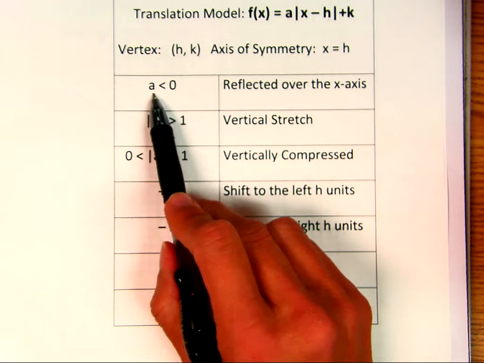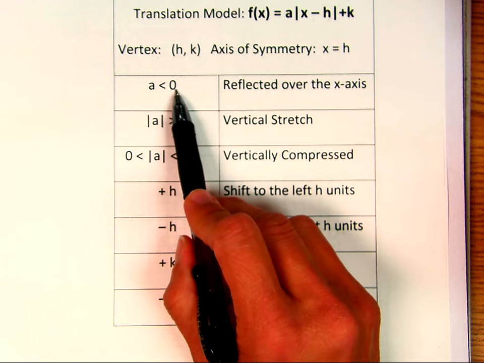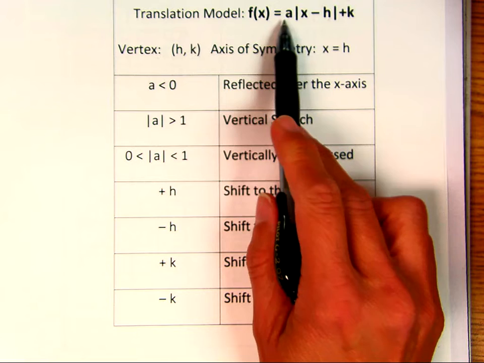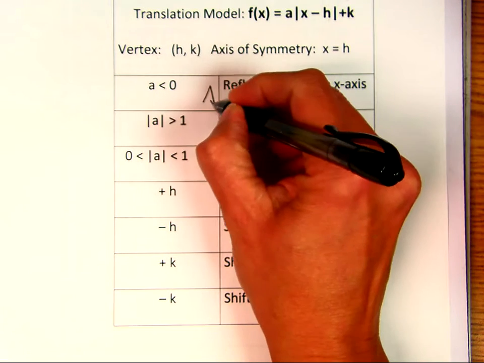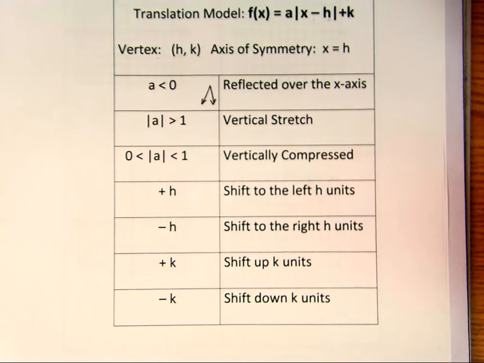So what does a do? When a is less than 0, let's remember what kind of numbers are less than 0. They're negative numbers. So when you see a negative out front here, you know it's upside down. It has reflected over the x-axis. Super important to remember that little negative.